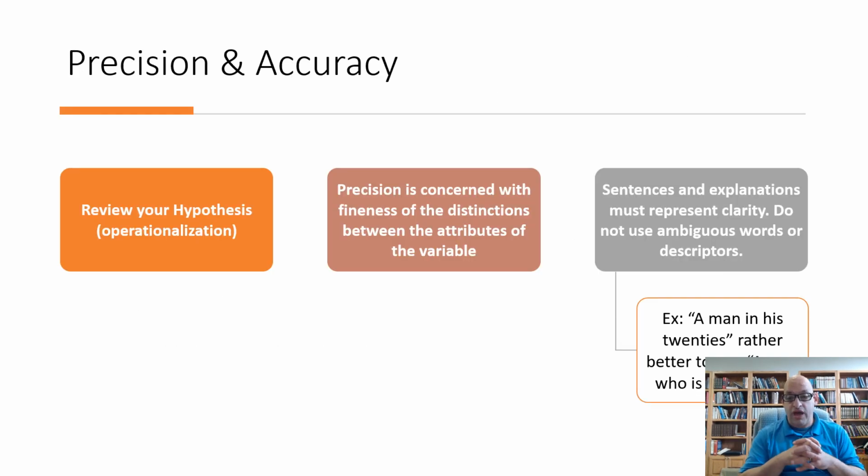Now let's talk about precision and accuracy for this moment in time. You will review your hypothesis. This is what we call operationalization, and what we are trying to do is, what is that researchable hypothesis that you can test?